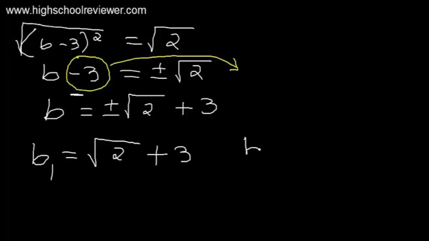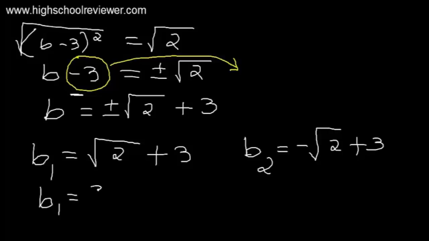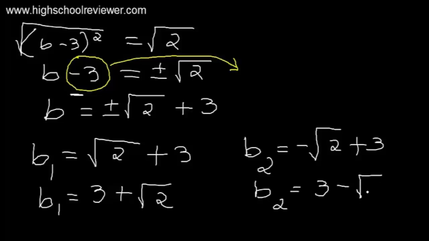And our b sub 2 will be the negative. So this will be negative square root of 2 plus 3. We can rewrite b sub 1 as 3 plus square root of 2, and b sub 2 will be positive 3 minus square root of 2. So these are now our final answers. Solving quadratic equations by completing the squares.